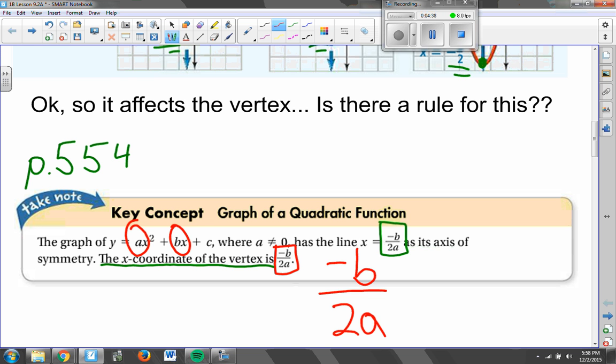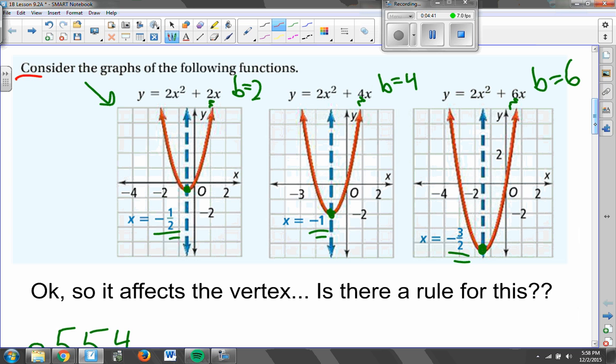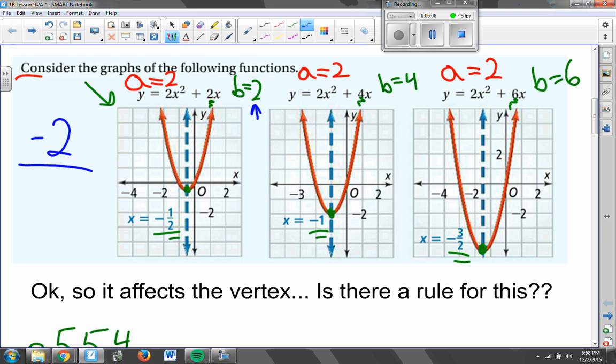Just real quick, let's go back up and make sure that works. In all of these, my a value is always 2. So if I make my b negative, in this far left example I've got negative 2, because my b value is 2. And I'm going to divide that by 2 times 2, which is 4. Negative 2 over 4 is negative 1/2. So it works. You can check it here, and you can check it here.